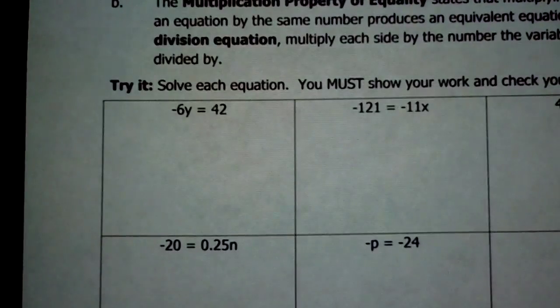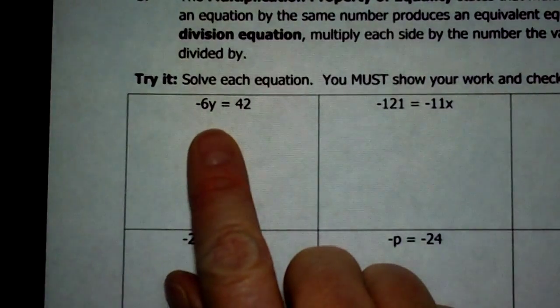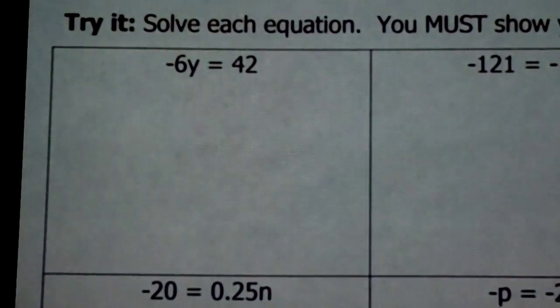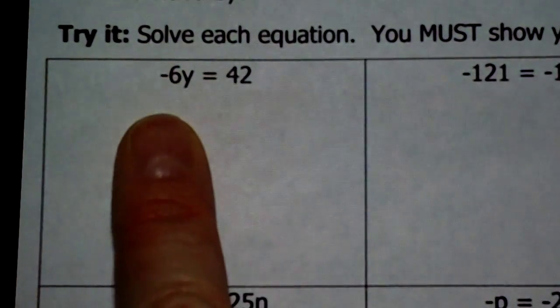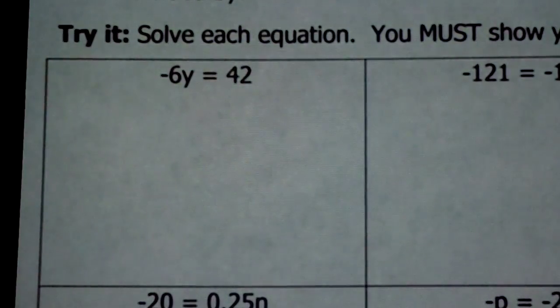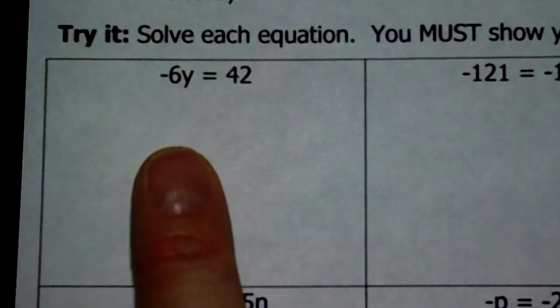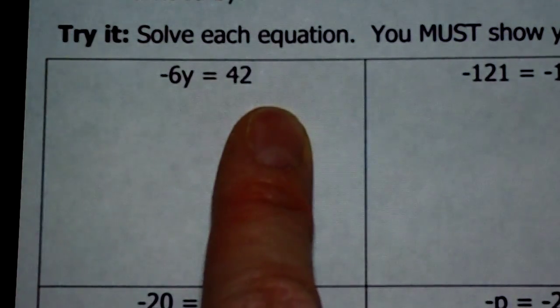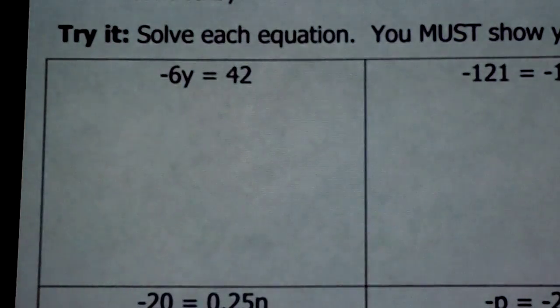All right, in this first equation here, I have negative 6y equals 42. So basically I'm asking you, negative 6 times what equals 42? If this were a positive 6, and I said 6 times what equals 42, wouldn't you just take 42 divided by 6 to figure out that y was 7? So when you're trying to figure out what you multiply a number by to get the answer, all you really have to do is divide the two numbers that are given, right? That's basically what happens when you have a one-step multiplication equation.